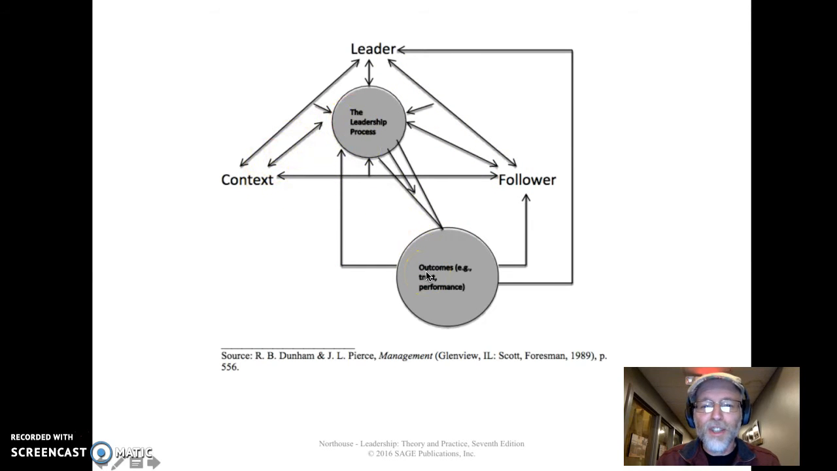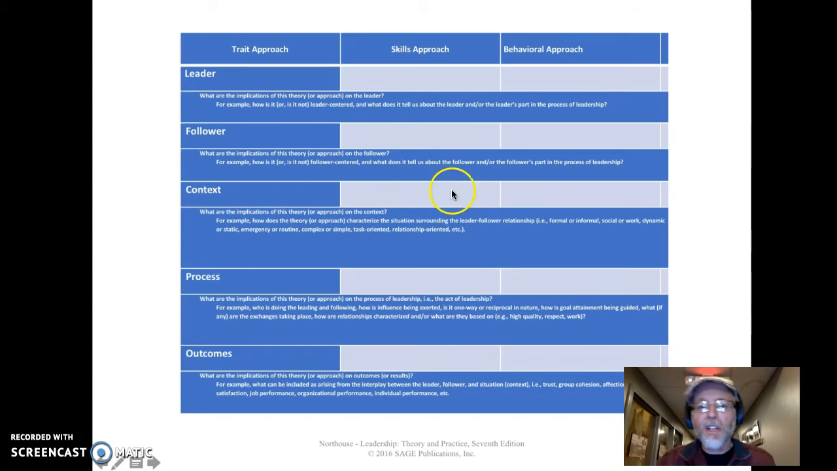And your matrix that you fill out for each of these theories, you'll have some descriptions for each of these. In fact, here's a copy of the matrix, and so you can see for the trait approach, the leader, follower, context, process, and outcomes, you're going to be writing in some descriptions based upon what you have read and seen in the Nordhaus videos. And I have on Canvas a sample video of how to do the matrix, as well as a sample matrix for these first three approaches.